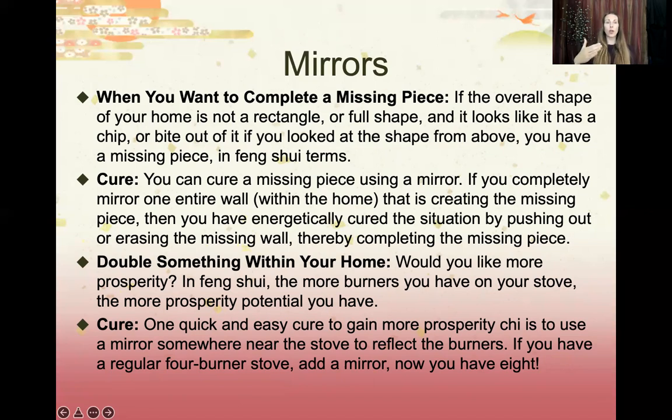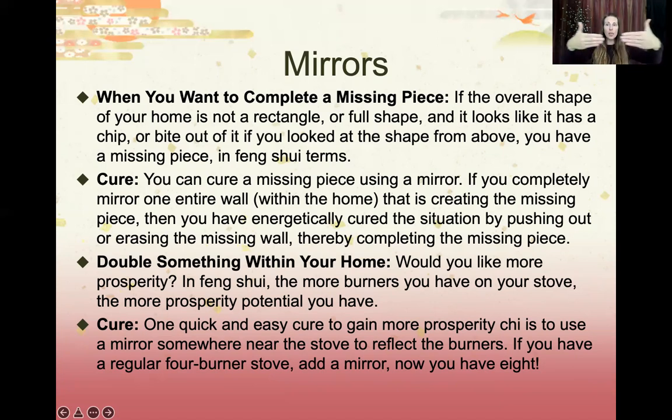Mirrors also work, so we can use them to complete a missing piece, but we can also double things in our home with mirrors. One of the more common things that we see within homes is when we want to double our prosperity. In Feng Shui, because we talked about the history from an agrarian society, looking at crops and food, because food meant wealth and prosperity, within our modern homes, our stove and our burners represent prosperity, wealth, and abundance.